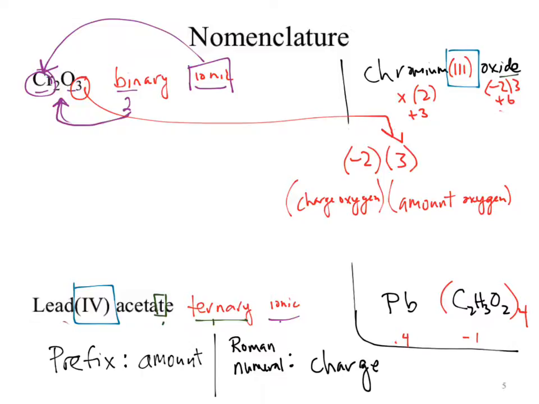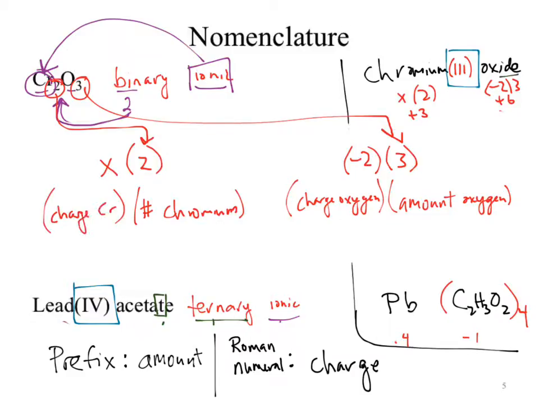And the other work I've got, an X and a 2. Where did the 2 come from? It's the number of chromiums. What is the X? Times 2. It's going to be the charge on the chromium. And you said something interesting there. I look at the periodic table and I find chromium, element 24, somewhere in the middle of the transition elements. Am I required to know the charge on chromium?